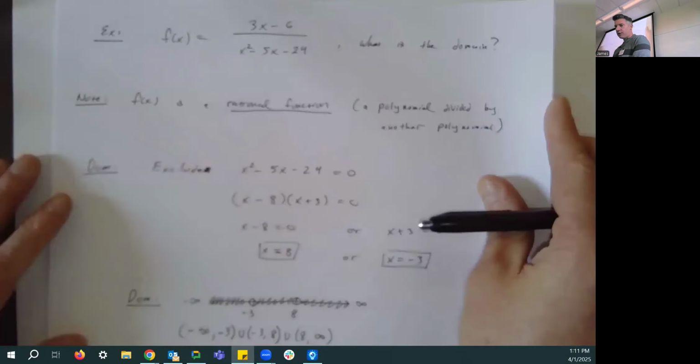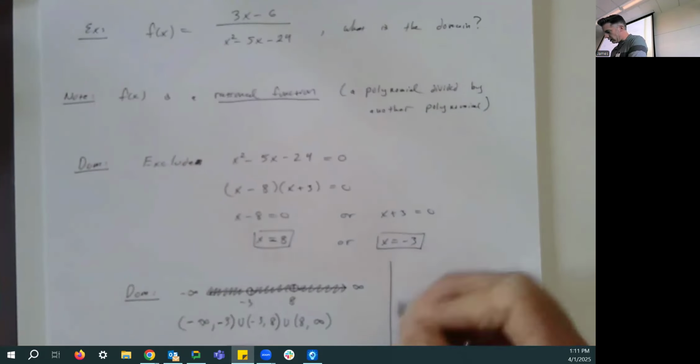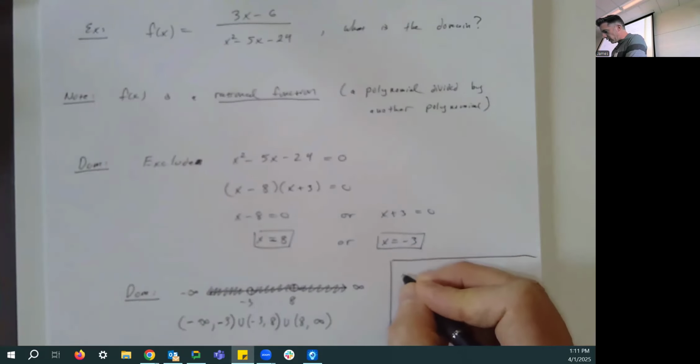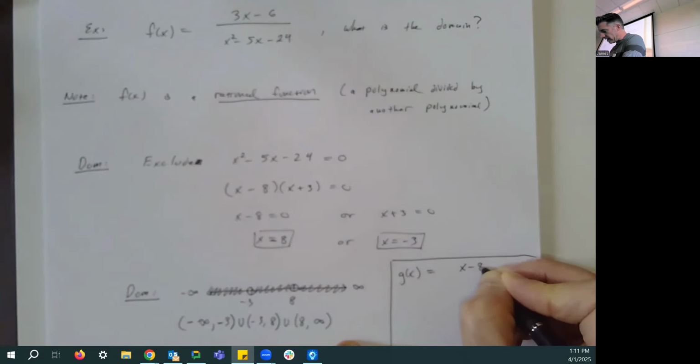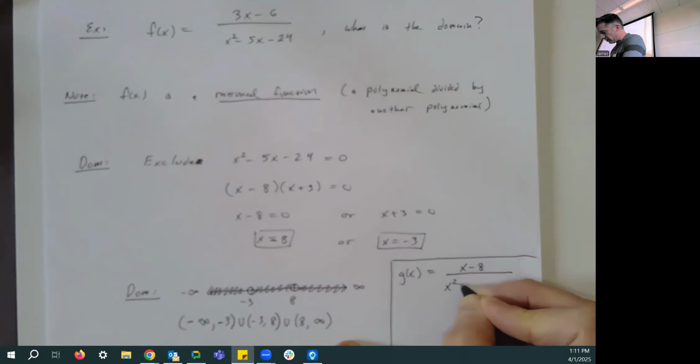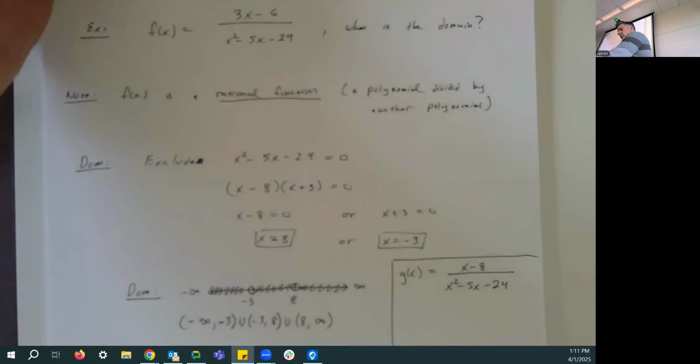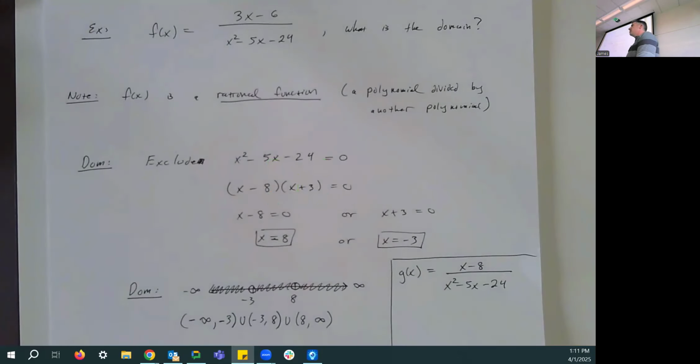Something I want to point out, I think it's kind of worthwhile. So a side note here. This other function, g of x equal to x minus 8 over the same denominator. Here's a good question: does this function have the same domain? Let's have some thumbs. Thumbs up for yes, thumbs down for no. Same domain or different domain?